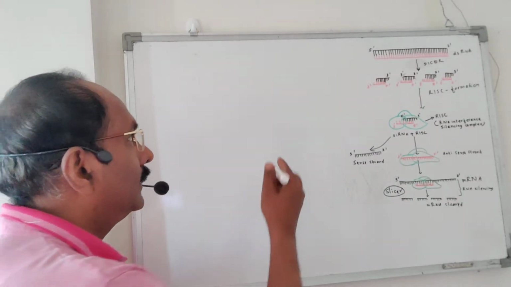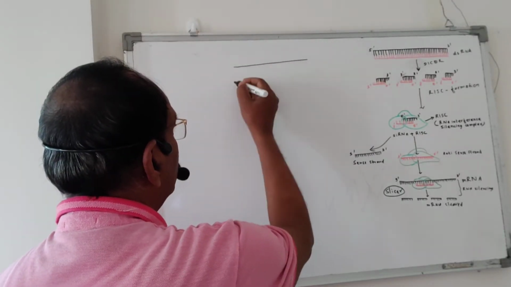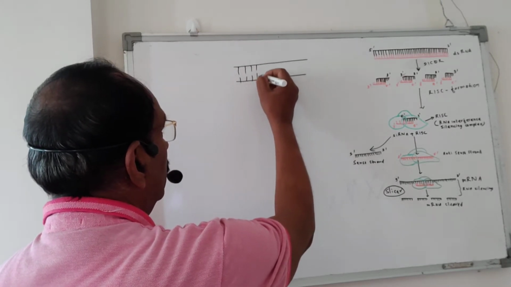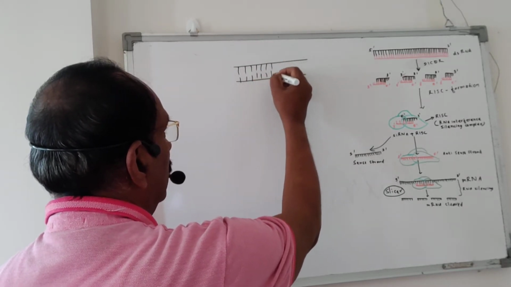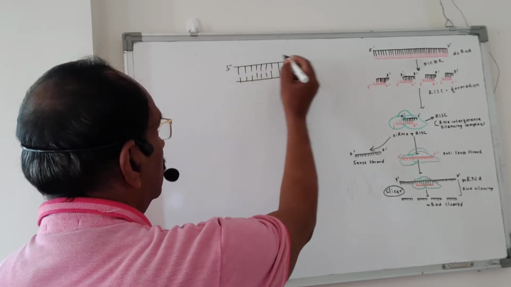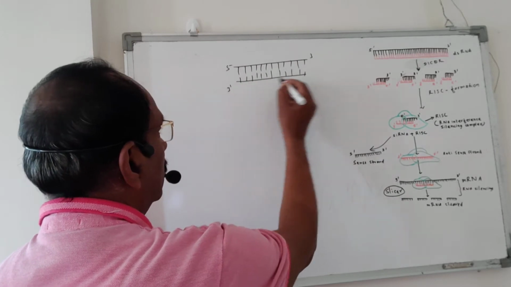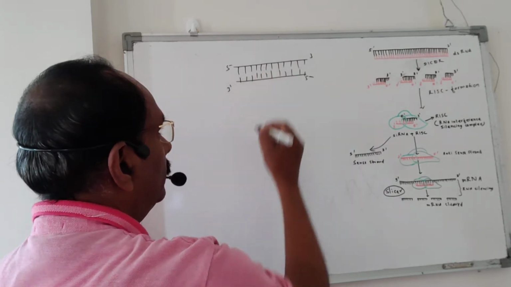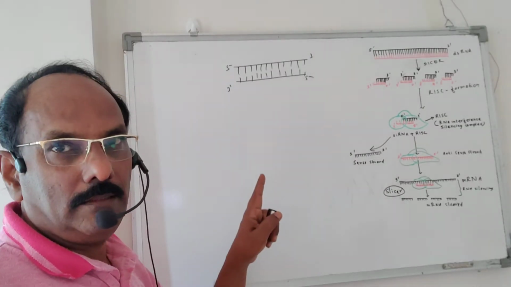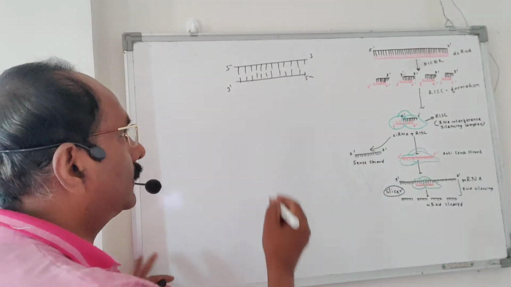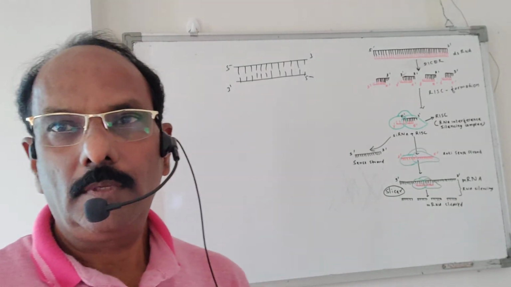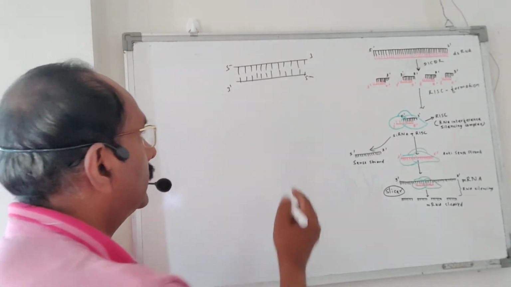For example, this is the double-stranded RNA. This double-stranded RNA has complementary strands, running from 5' to 3' and 3' to 5'. Suppose this is the 5' 3' and this is the 3' 5'. So this is a complementary base pair. So this is the double-stranded RNA. This double-stranded RNA must be destroyed. For that, a particular enzyme is already present in the cell. That enzyme is known as Dicer.